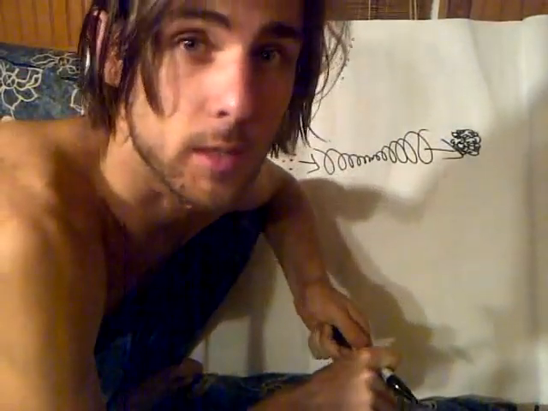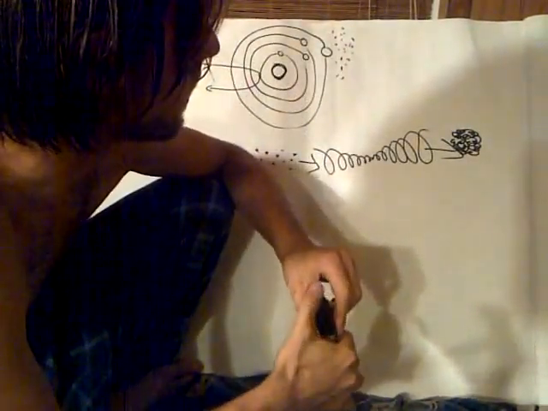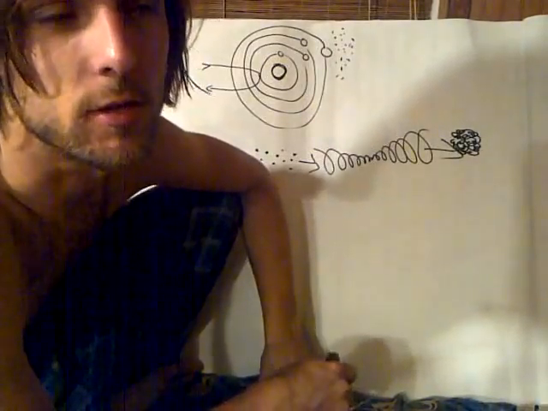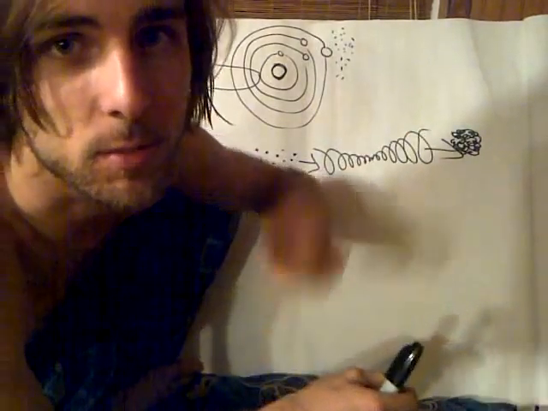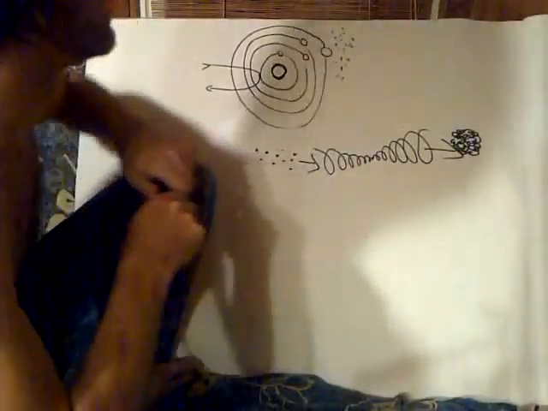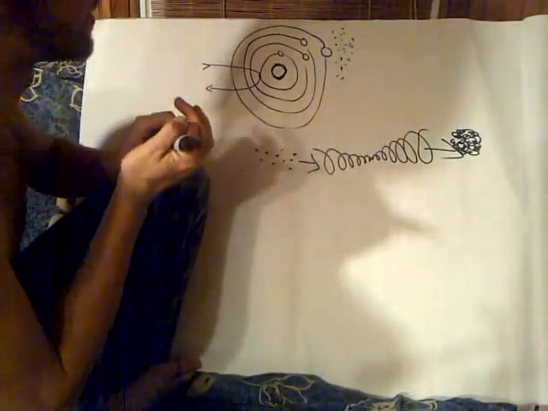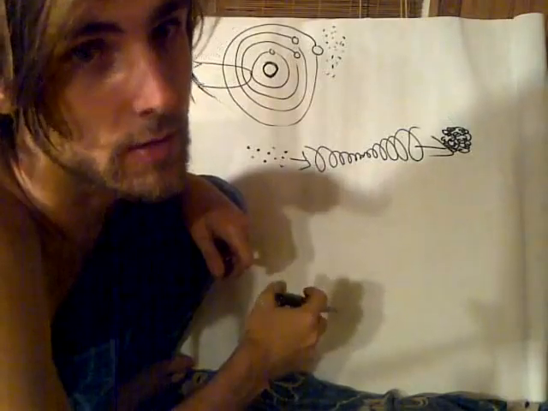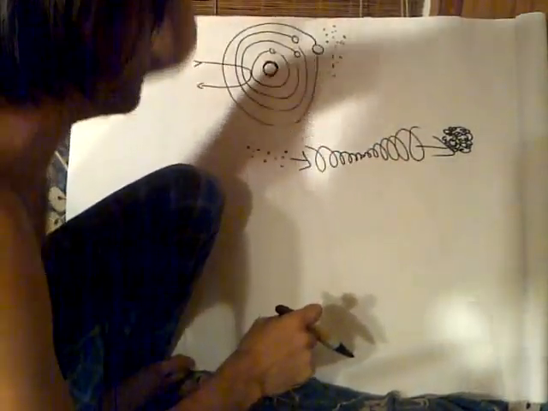People say, well, where do the neutrons come from? Well, the neutrons are balanced matter. So if you have polarized matter around it, you can make neutrons appear out of thin air, just like that. And so anything can technically appear out of thin air or thin space.